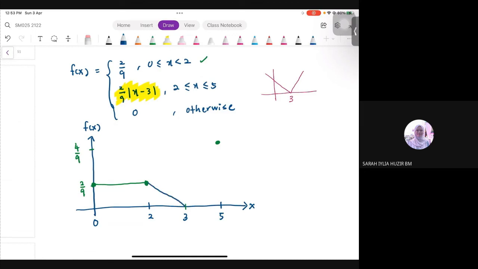Itu dia. So, kat situ akan jadi shape. Saya salah colour. Sekejap. Hijau tadi. So, dia akan turun pergi 3. Sambung balik naik atas. Itu sebenarnya graf kita. A bit tricky for that part. Tapi semua benda ni awak dah pernah belajar. Okay, hati-hati nak sambungkan graph.